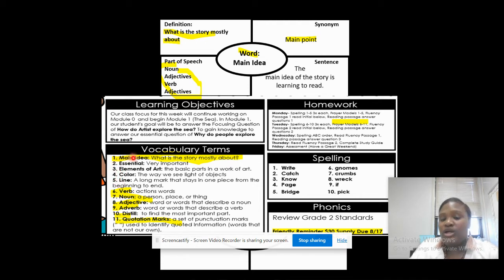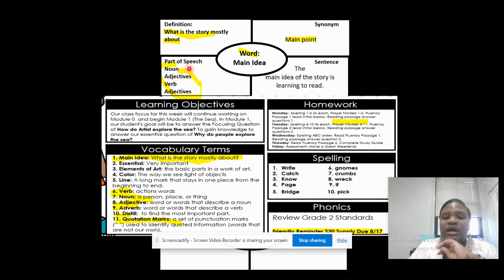The first thing you do is you see the word, main idea. That's your first word. You're going to take it and put it in the blank where it says word. Where it says definition, you're going to get the definition for the word. The definition is what the story is mostly about. Then you're just going to write that definition down with your pencil. Next, it says synonym. Synonym means a similar word. So you're going to find a similar word to main idea. I put main point. These words can be interchanged. They mean kind of the same thing.